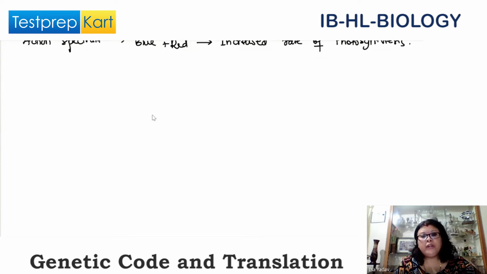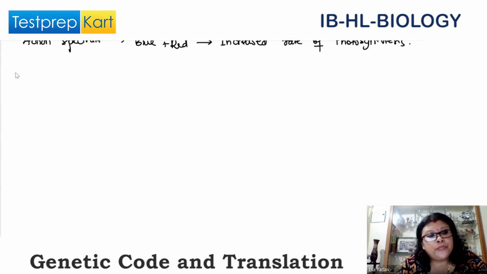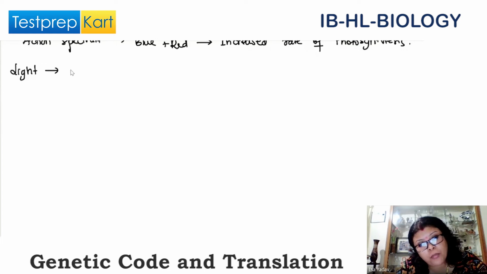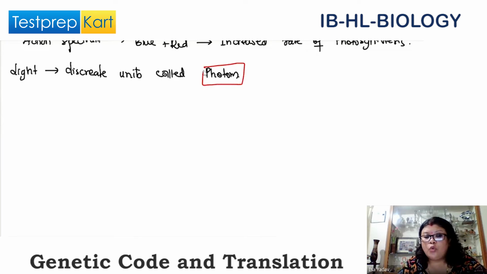Now we should understand which molecule actually absorbs the light. So let's start here. Light comes in the form of discrete units called photons. Light is absorbed in the form of discrete units called photons. These photons are the ones that the chlorophyll molecule will absorb.